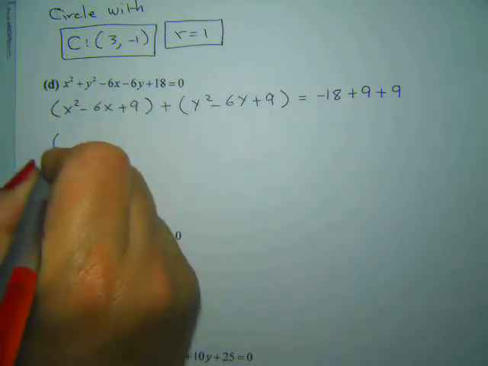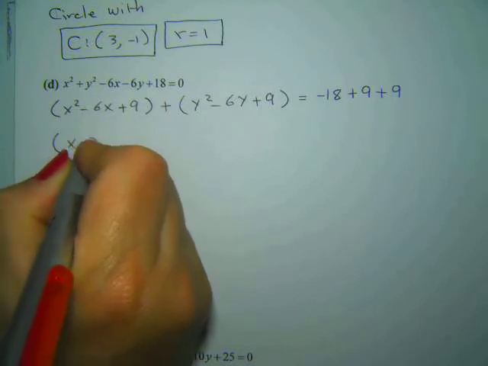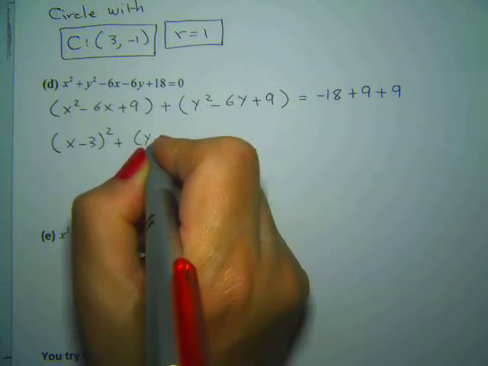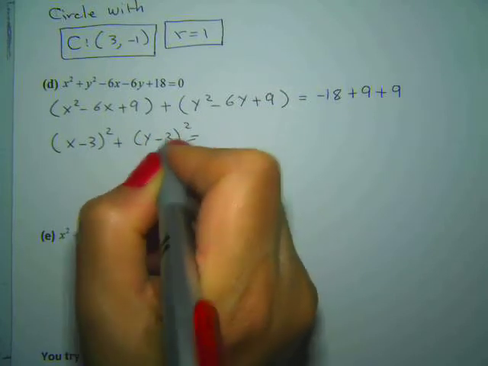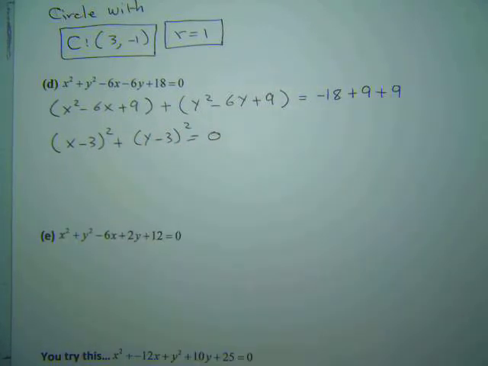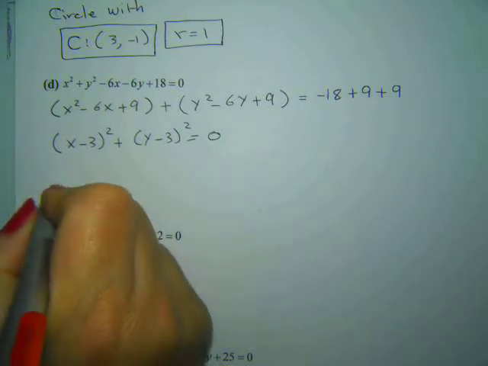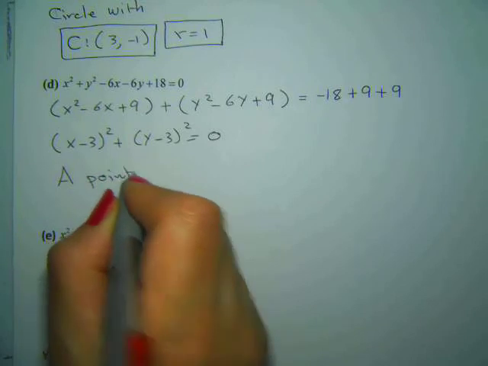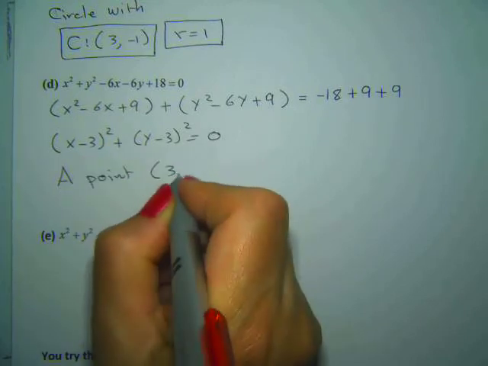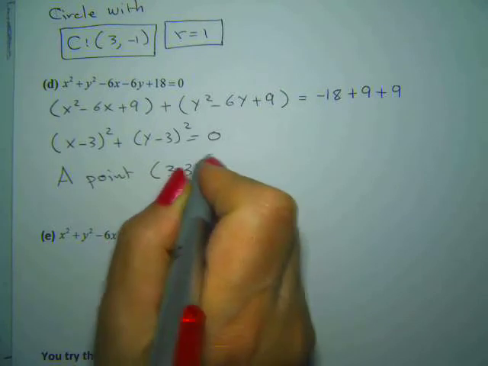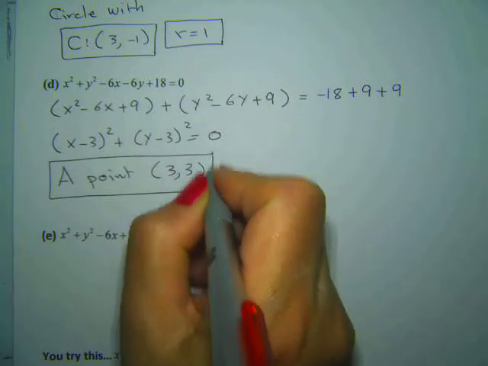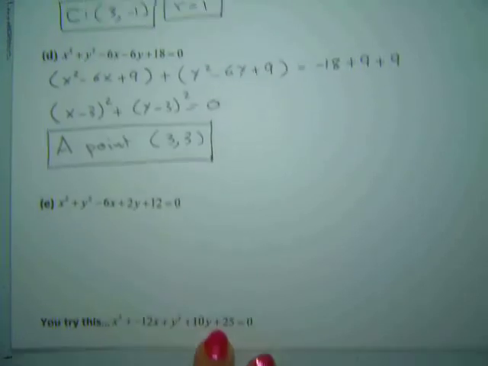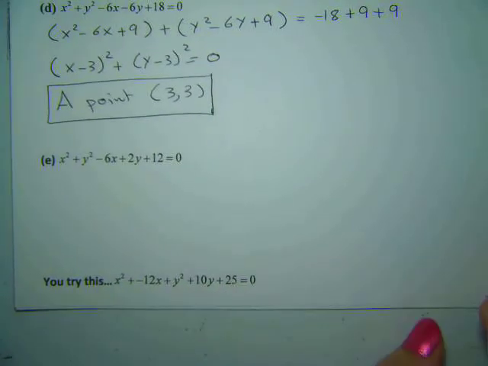So now let's see what we have. We have an x minus 3 squared plus y minus 3 squared is equal to, if you add these, you're going to get a 0. So now we do not have a circle, we have a point, and this point is 3, 3, H and K. Last example, and then you have one to do on your own, and then tackle the homework.